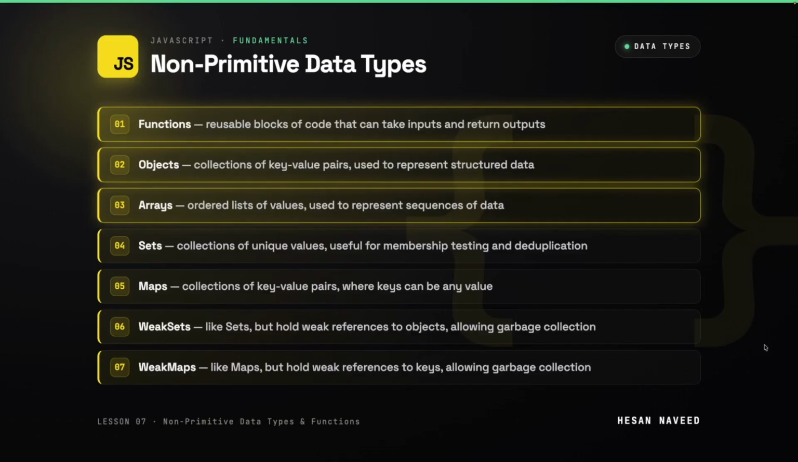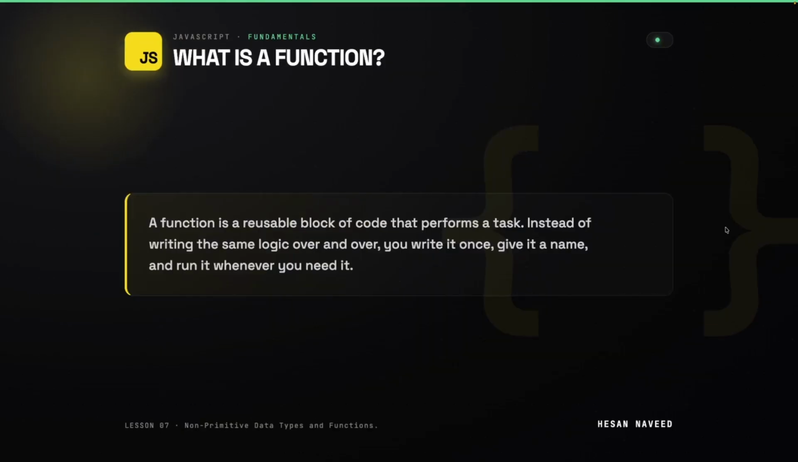And today we start with the one you will use in literally every JavaScript program, the functions. So what is a function? A function is a reusable block of code that performs a task. Instead of writing the same logic over and over again, you write it once, give it a name, and run it whenever you need it.